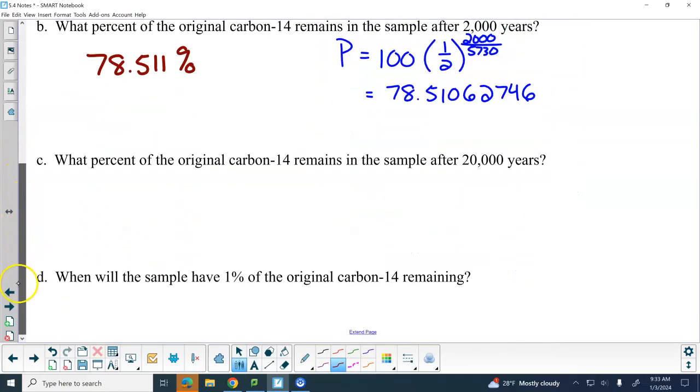Next 2. What percent of the original carbon-14 sample remains after 20,000 years? And when will the sample have 1% of the original carbon-14 remaining? Again, on the sideboard is the formula. P equals 100 times 1/2 to the T over 5,730.